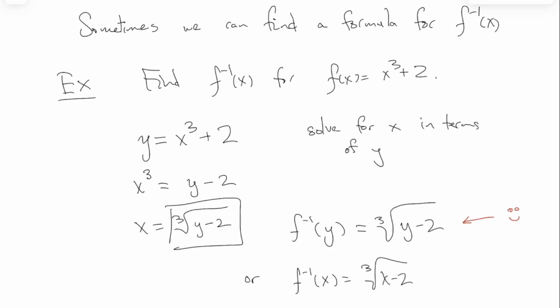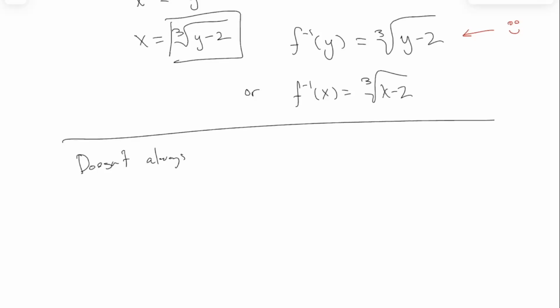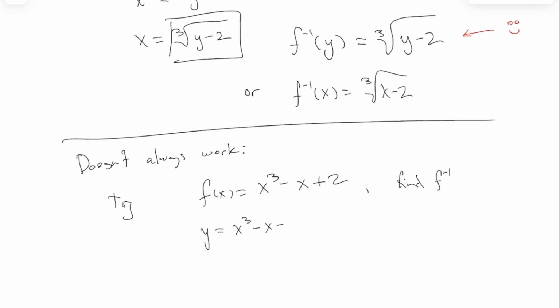I said sometimes you can do this. Sometimes it just straight up doesn't work, though. I will just say this doesn't always work. Let's try something like f of x equals x cubed minus x plus 2. Find the inverse function. So I would start by writing y equals x cubed minus x plus 2.